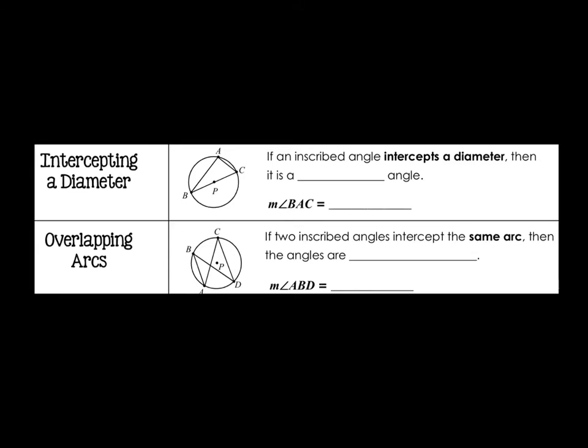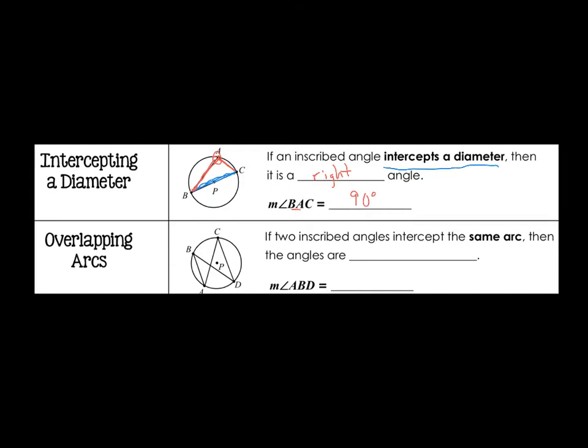Next, as we move across, or I should say down, talks about if an inscribed angle intercepts a diameter. So here's the diameter that it's intercepting, and we're talking about this angle right here. So if that angle intercepts a diameter, then it's a right angle. And therefore, the measure of angle BA, right, with the vertex at A, is equal to 90 degrees.